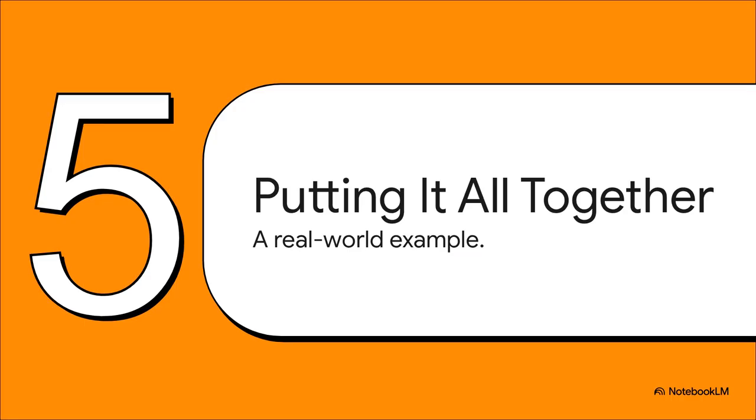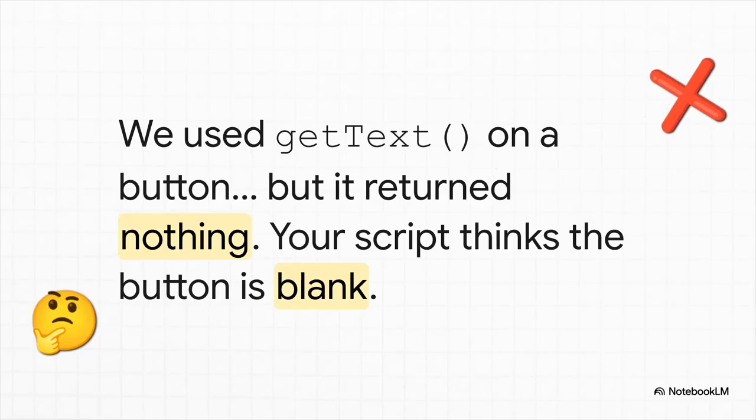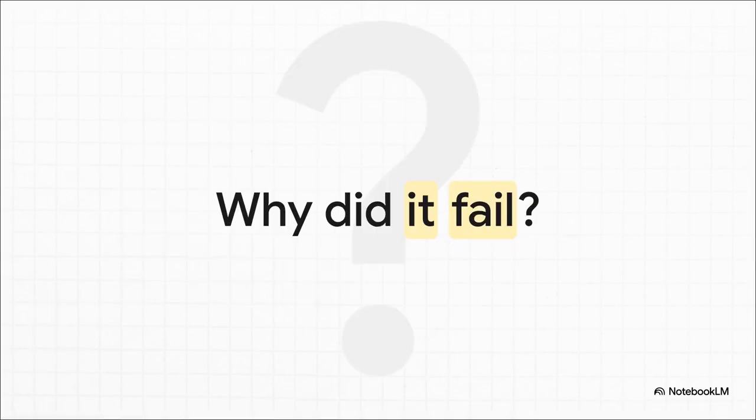So let's put this all together with a real-world example, because knowing which tool to use, and more importantly, why, is what separates a test that's flaky and unreliable from one that is rock solid. So here's a situation we have all been in. You find a button on a page, you can see it, it's right there, it says request a demo. So you use your getText tool to read that label, and it comes back empty. An empty string. Nothing. Your script thinks the button is totally blank. What is going on?